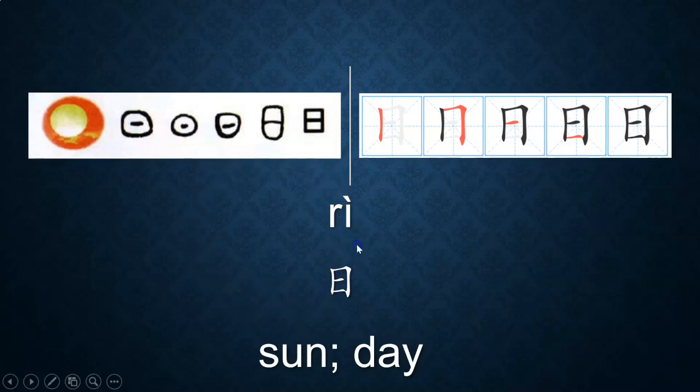So this cycle, we defined it as one day, okay, and it's got something to do with the movement of the sun, and therefore that is how the meaning of the sun and day are related to each other.